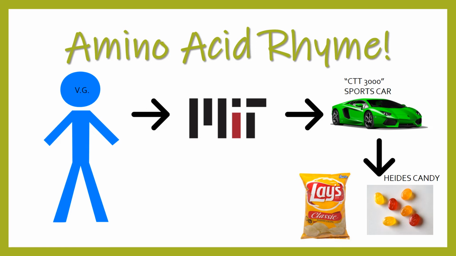Cool, smart guy. Then the next arrow points to a sports car. I named it CTT 3000. There's a reason why I named it CTT, so look out for that. And the last arrow points to a bag of Lay's chips, very yummy, and some Hyde's candy. Hyde's candy is very convenient because I didn't even know Hyde's candy existed, but apparently it's a company that makes candy, and it helps with the rhyme scheme. So just know the word Hyde's. Just know that you have a guy named VG. He went to MIT. He has a CTT sports car. And he somehow ended up with a bag of Lay's chips and some Hyde's candy.